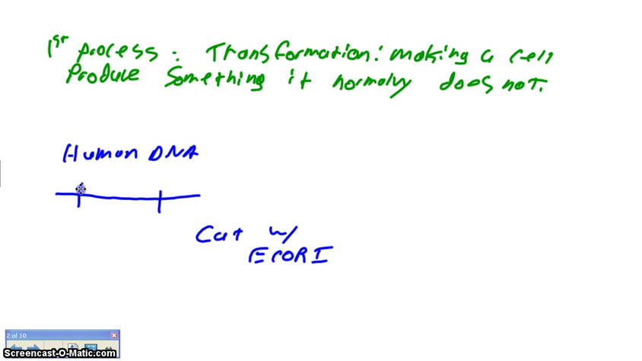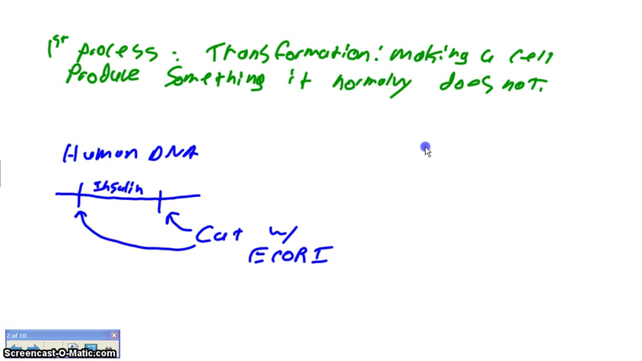And because we know the sequence of this DNA, we know that we are cutting out the gene for insulin. The gene that makes the mRNA, that makes the protein insulin. So that's our human DNA.